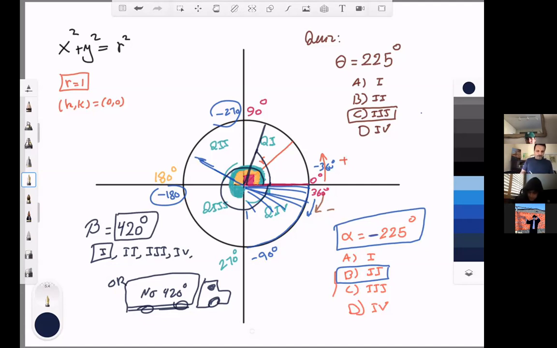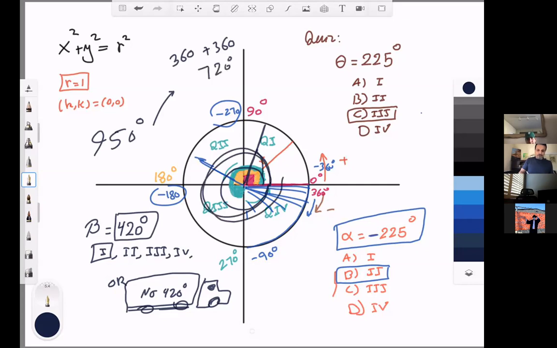For example, if I ask, what is 950 degrees? Where is this? We're going to have one 360 plus another 360. That means 720 degrees. So another 360 is going to pass 950, right? So 950 minus 720 gives us 230. So 230 is the answer. Correct.